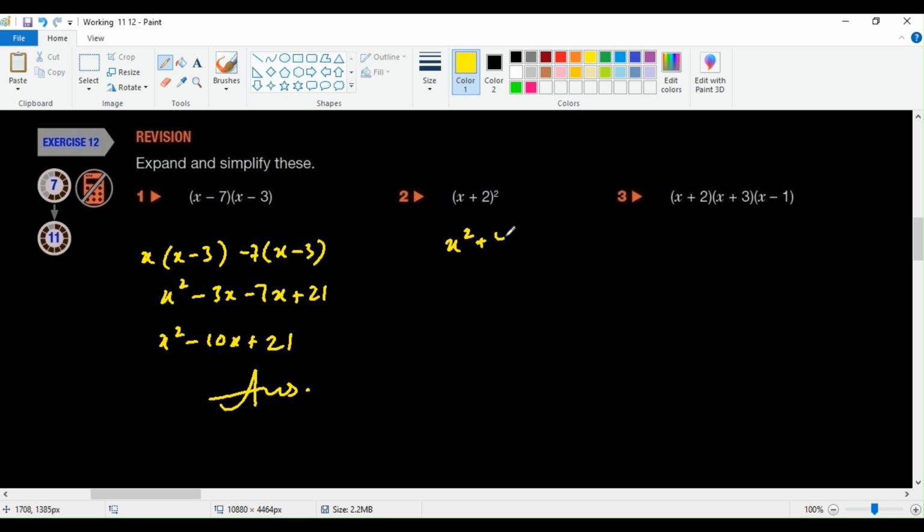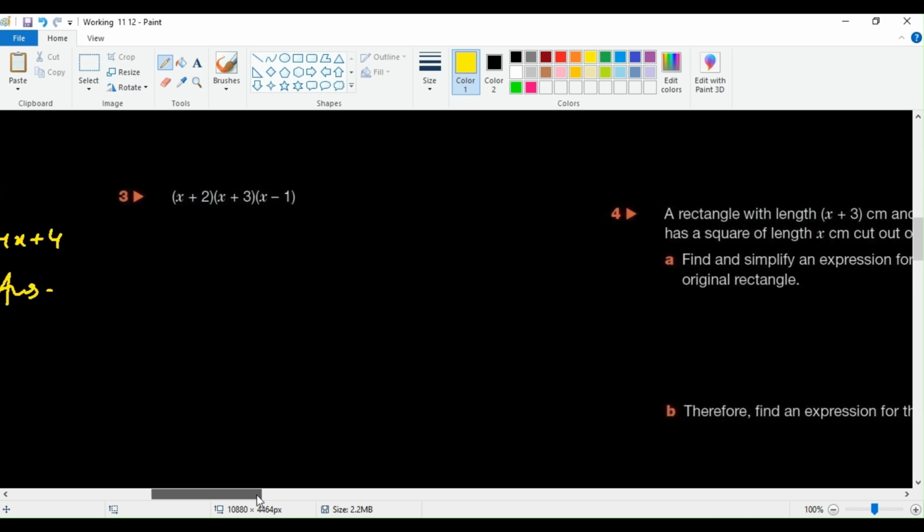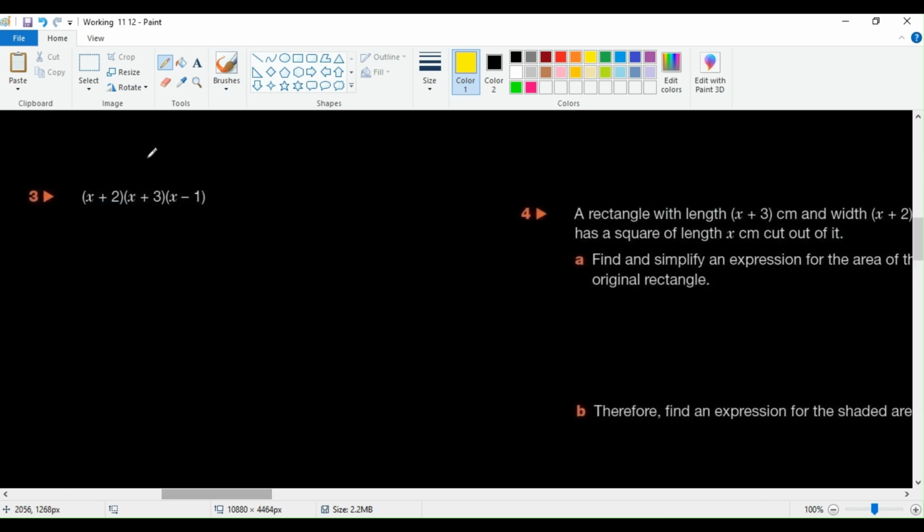This one is going to give us a direct answer. 2x is going to become 4x and plus 2² is a 4. So this is a direct answer. You don't need much working. Now comes this question in which we are first multiplying. I will take this question a little up here. So x will be multiplied by x plus 3 first, and plus 2 is going to be multiplied by x plus 3 once again. I will keep x minus 1 as it is, no change in this.